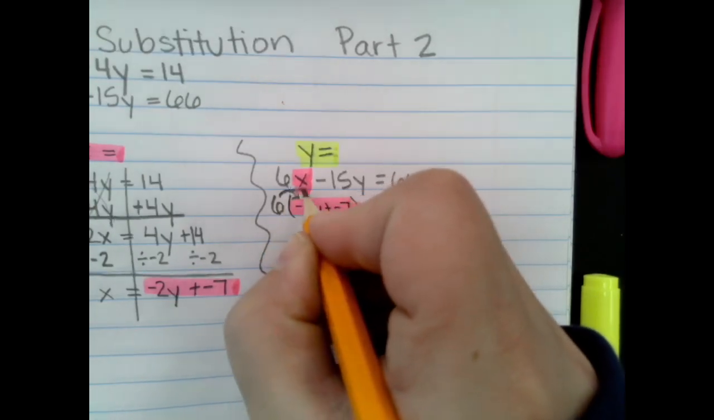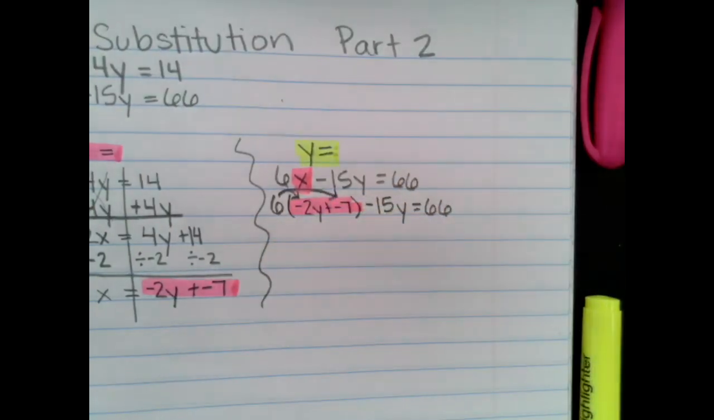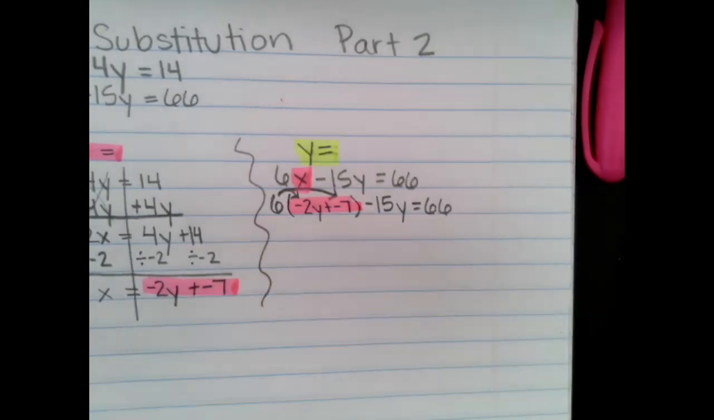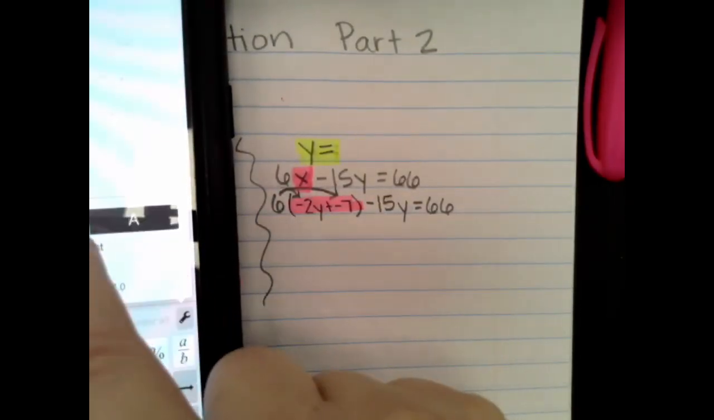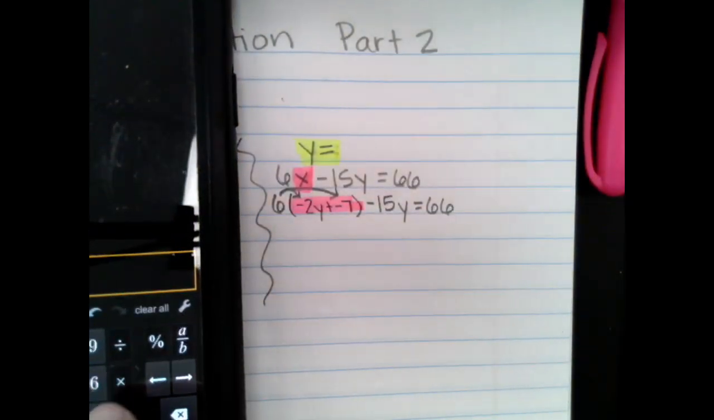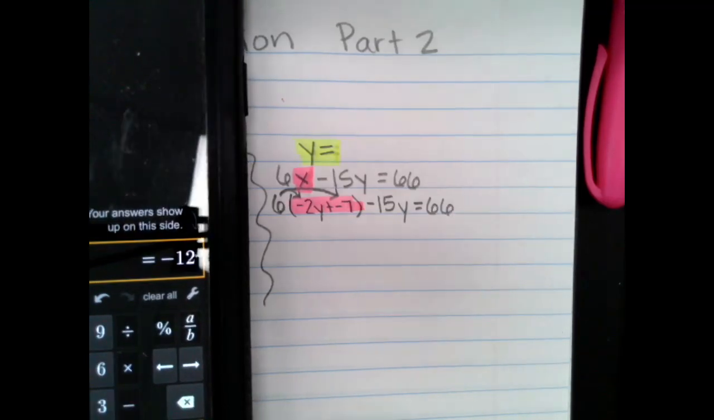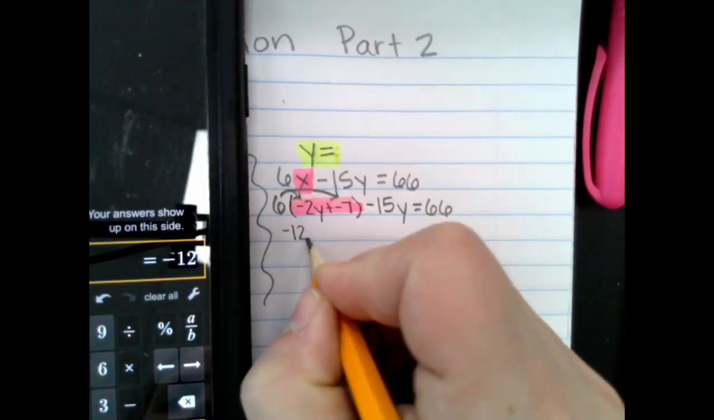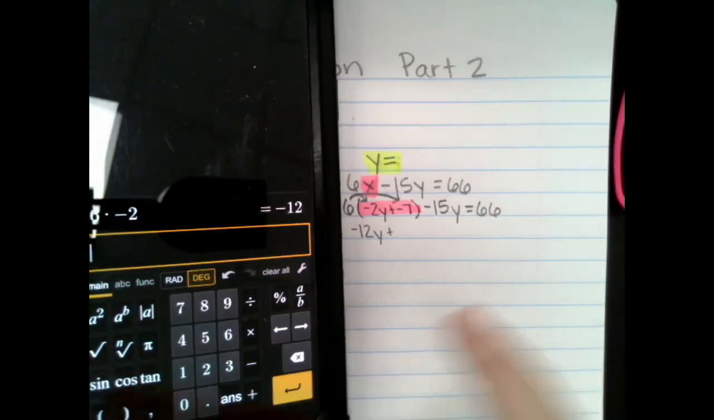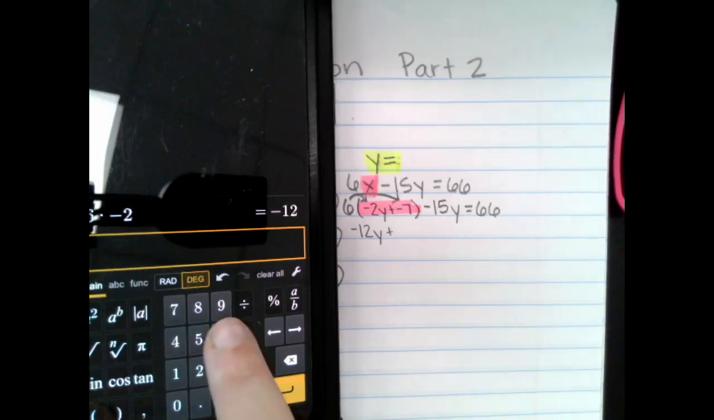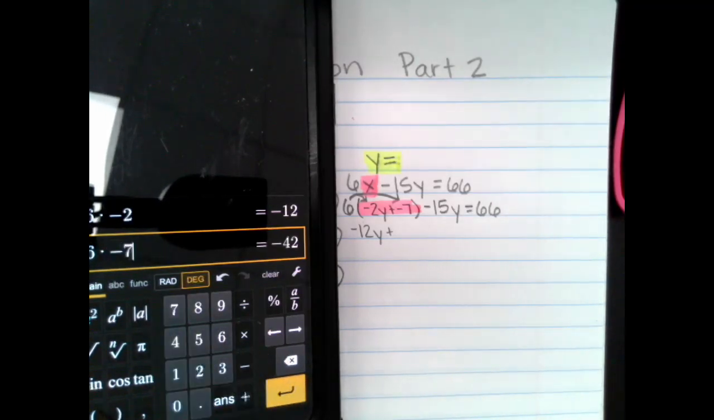I'm not going to take time today to write out that multiplication. If it's something you need, take that moment. Okay, I'm going to just use my calculator here. 6 times negative 2, negative 12, so we'll get negative 12y, plus, and then 6 times negative 7, we get negative 42.